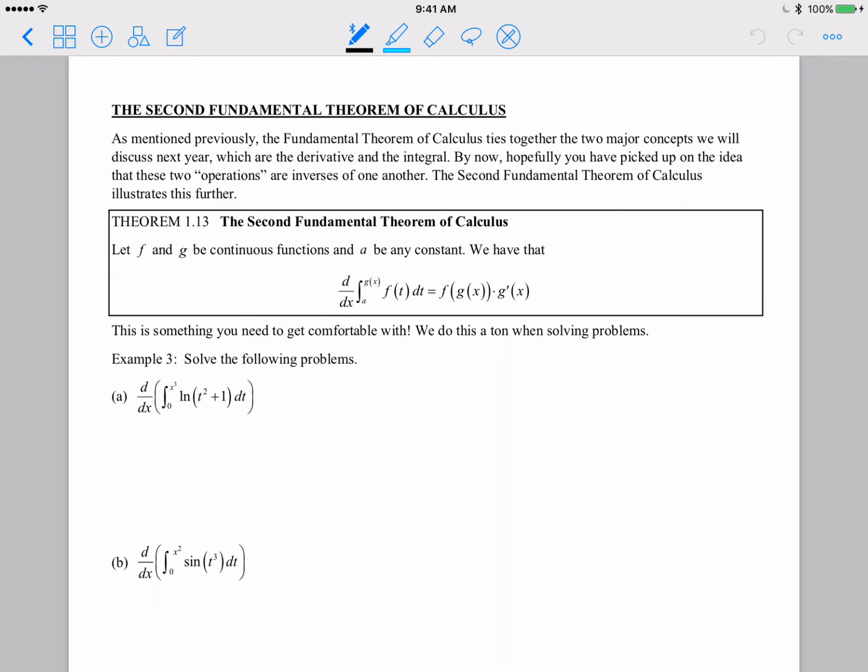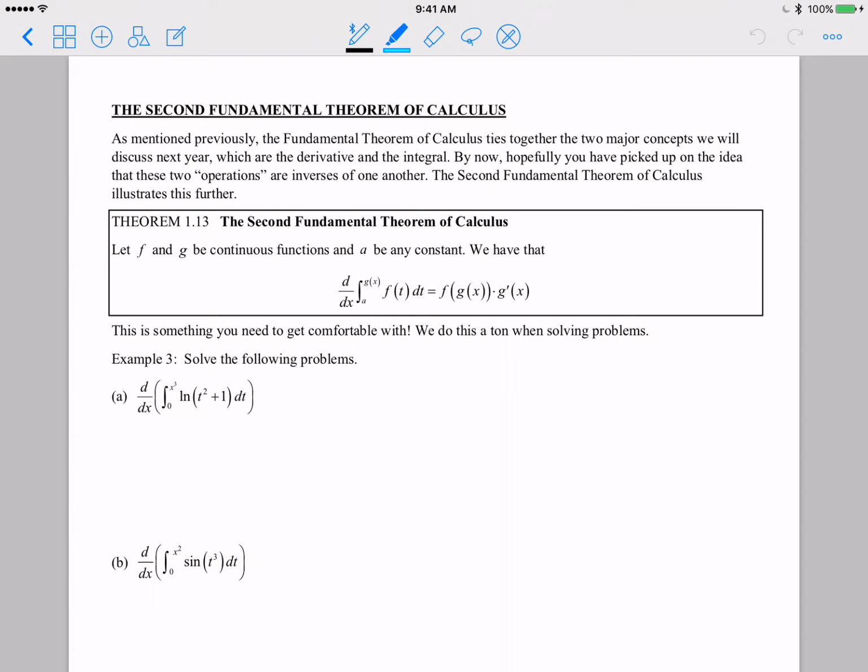Okay, there's also a second fundamental theorem of calculus, and this part of the theorem shows us how to take the derivative of an integral. So hopefully by now you've understood that those two processes, the derivative and the integral, are inverses of each other. And so whenever we take the derivative of an integral, the integral is just going to cancel out. Now that's going to cancel out in kind of a special way here.